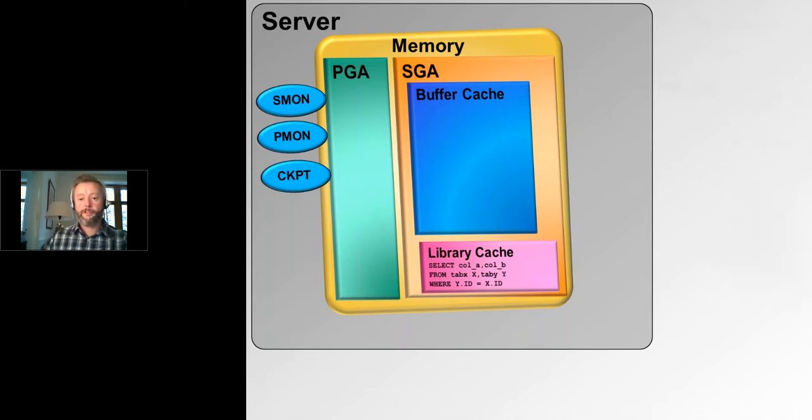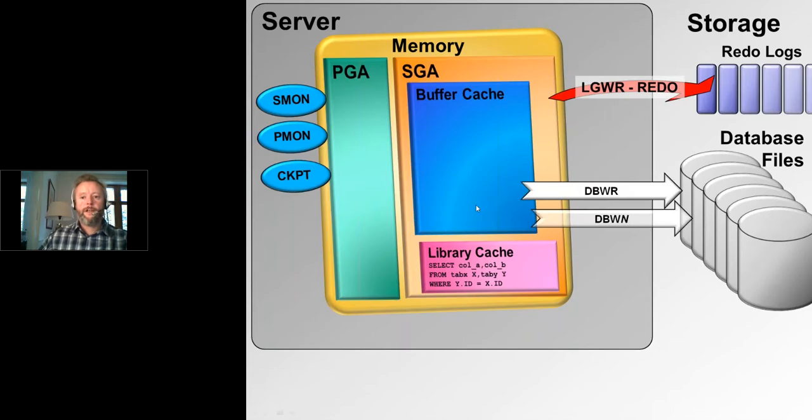The other side of things is the storage. And there are two main areas on the storage. You've got your database files and you've got your redo logs. Now you're probably all thinking that your database files are the key thing, but they're not. The key thing is actually your redo logs. Why? Because they are the golden truth of what's happened to your database.